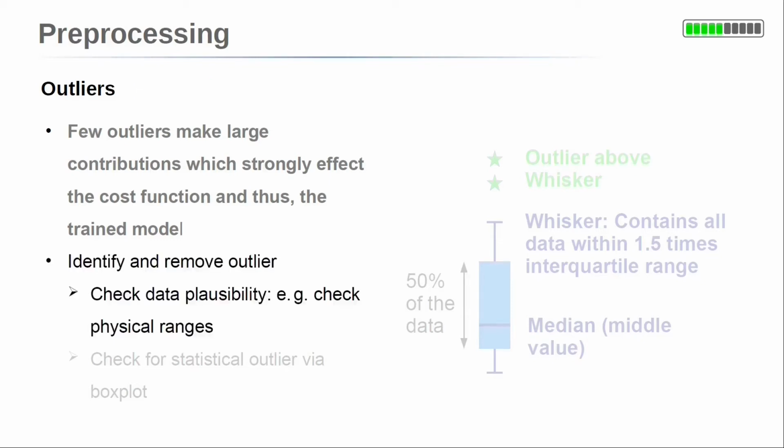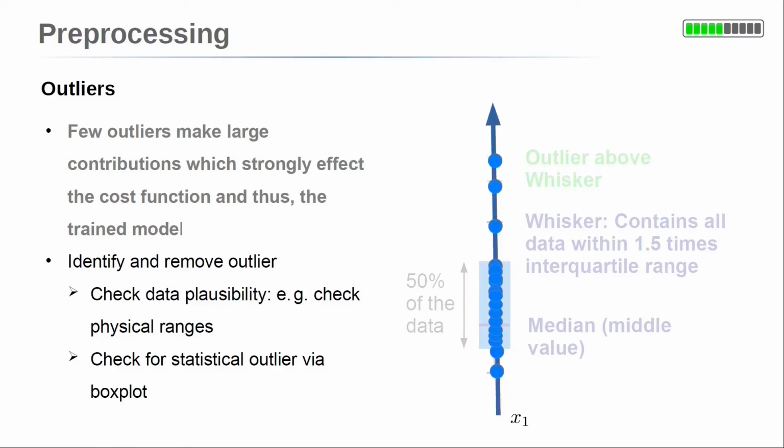To check your data for outliers, you can either check value ranges directly or you can use statistics. A statistical approach can check for outliers in a variable, for example by using box plots. At first, plot your data for one of the variables on a vertical axis. As sketched on the right side, here we choose the variable x1.